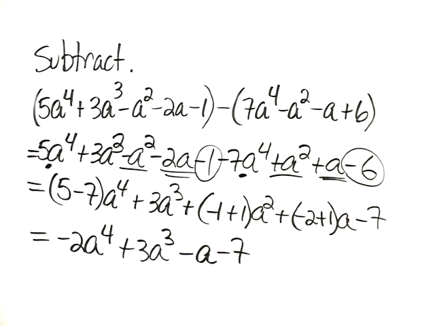So our final answer: negative 2a to the fourth plus 3a cubed minus a minus 7.